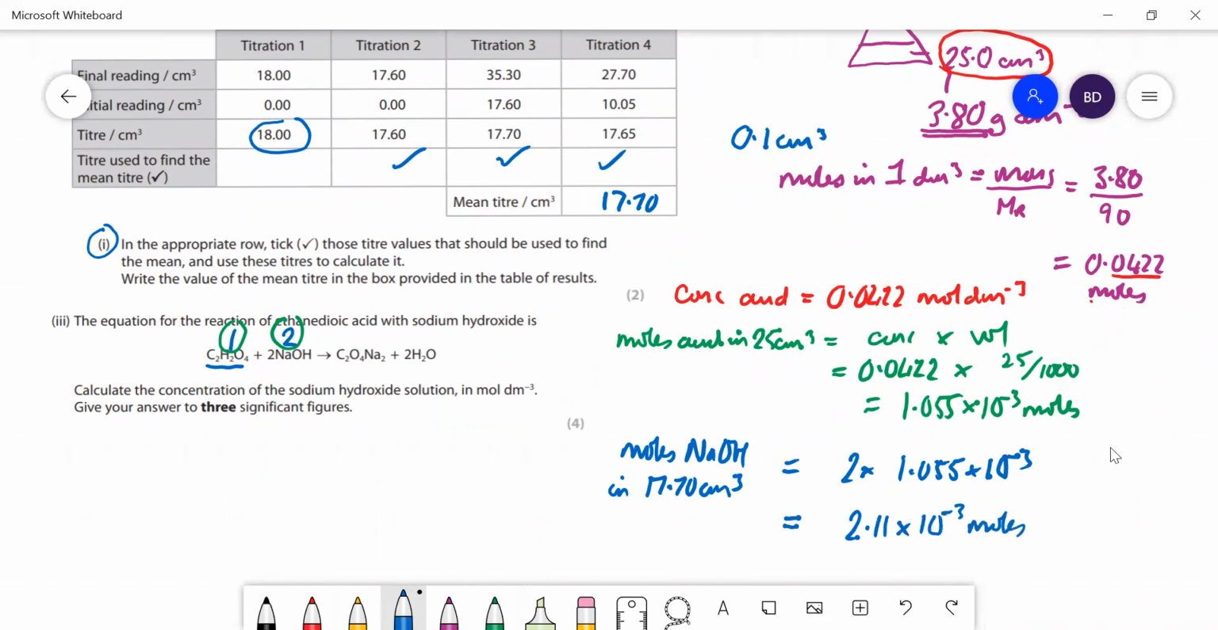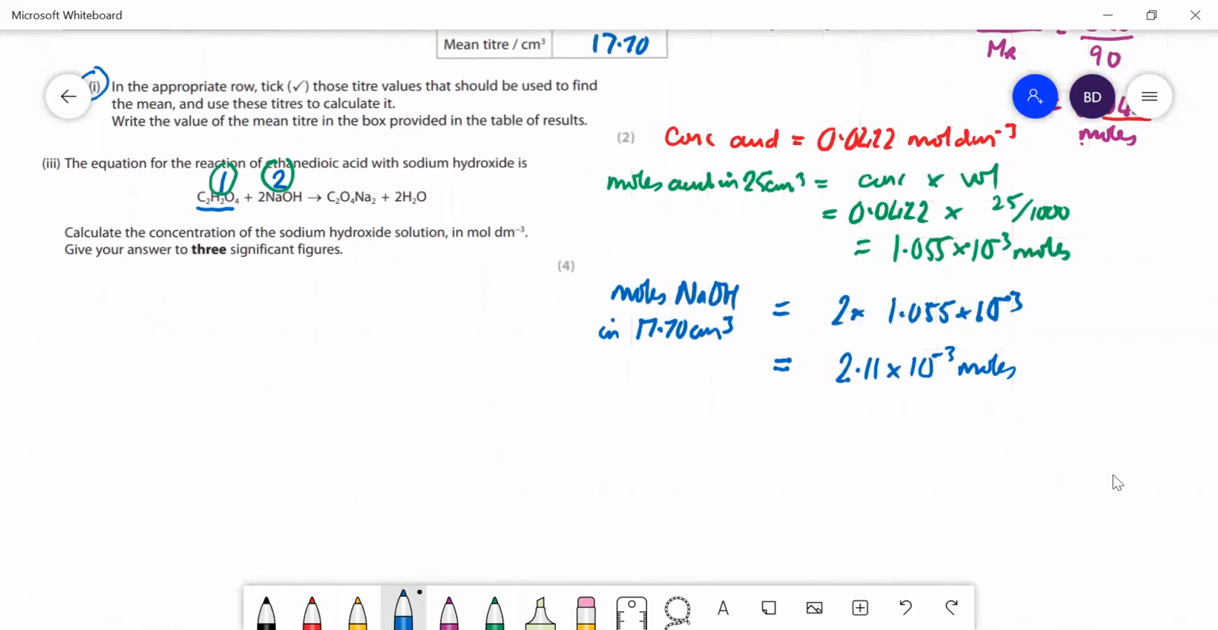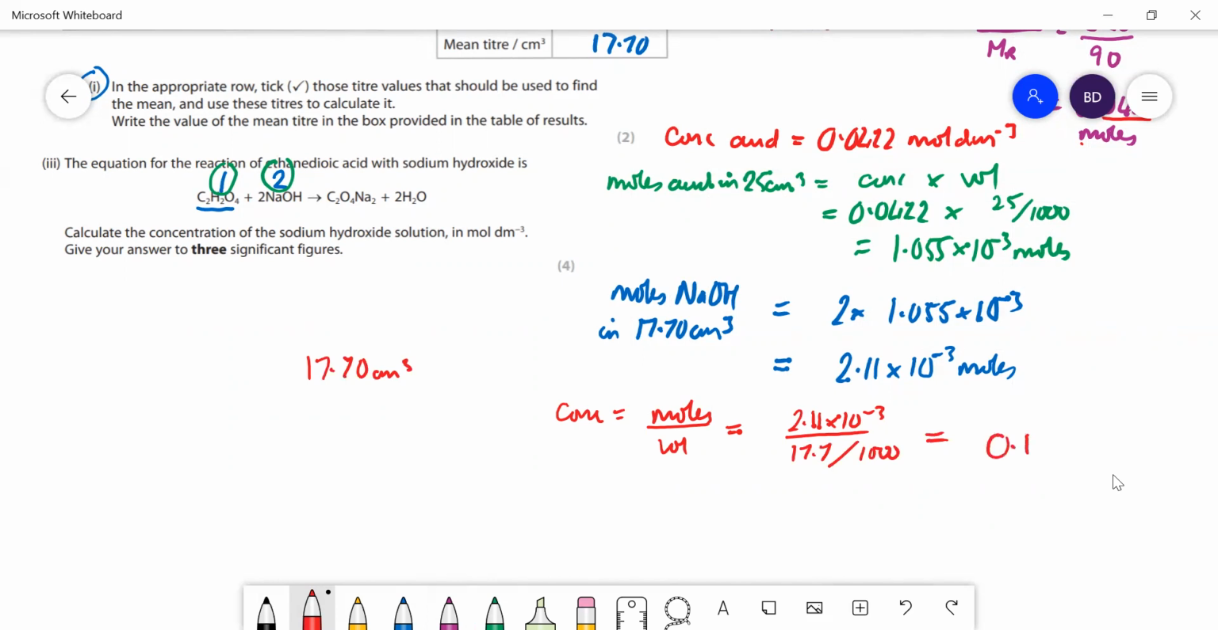Now we need to work out the concentration of NaOH, so we do moles over volume. So concentration is moles over volume. The moles are 2.11 times 10 to the minus 3. The volume is 17.70 centimeters cubed. That was our titer. So that's 17.7 over 1,000. That works out to be 0.1196 moles per decimeter cubed.